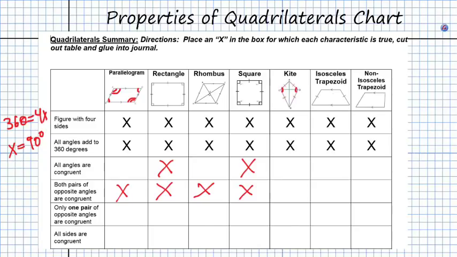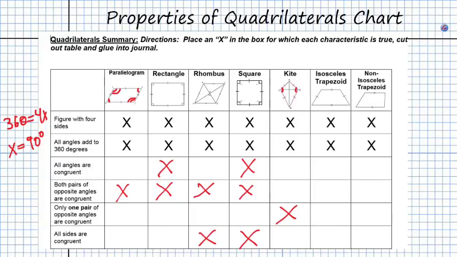All right, so these next few I'm going to go through a little bit quicker. So one pair of opposite angles are congruent. So only one pair of the opposite angles are congruent. All right, so we look down our line, and we already determined that that was true for the kite. So only one pair of opposite angles are congruent, and it looks like there's no other figure that meets that requirement. All right, great. So now all sides being congruent. Well, that is definitely a rhombus. That's the definition of a rhombus, that all four sides are congruent. And then it looks like that will also be for a square.